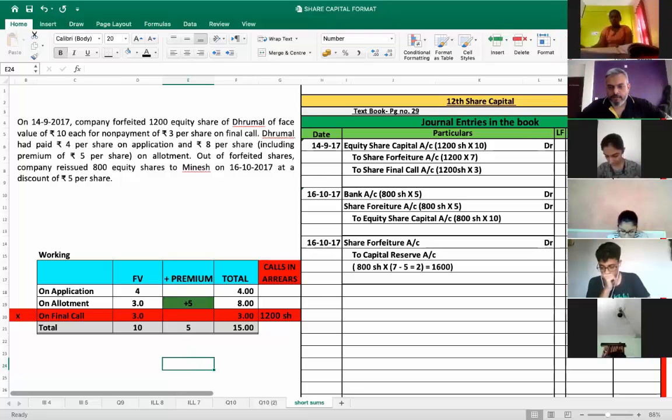Any doubt? Did you understand the third entry? You can see the textbook working also, but that is all proportionate method. So I suggest you just avoid it. Okay. Let's not go for that. You go for this method only.